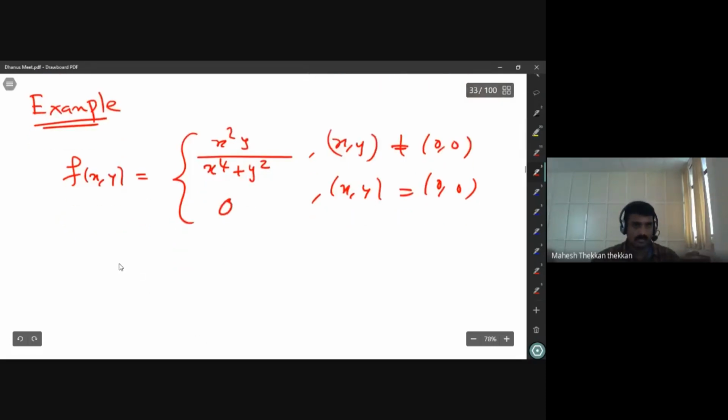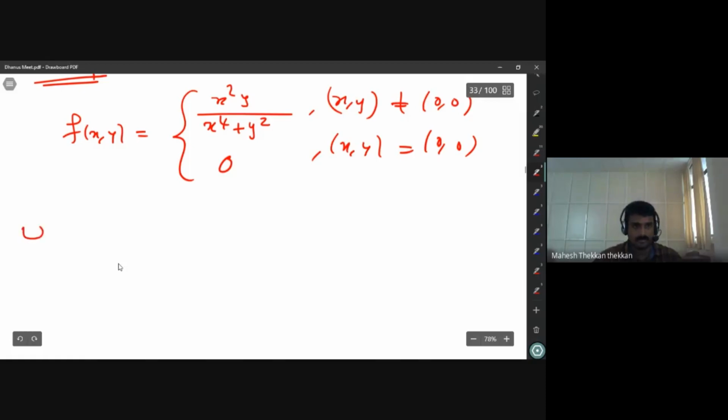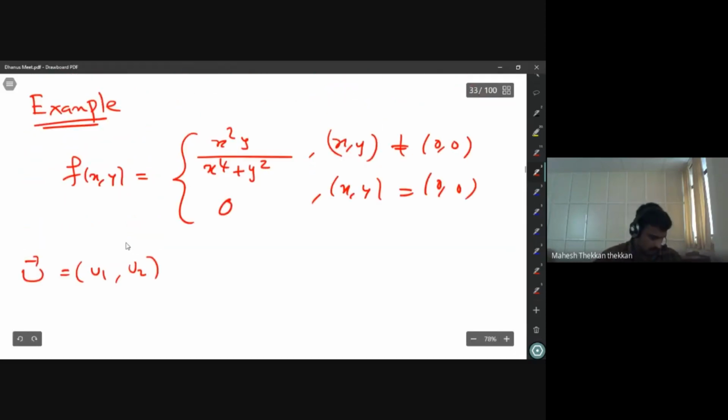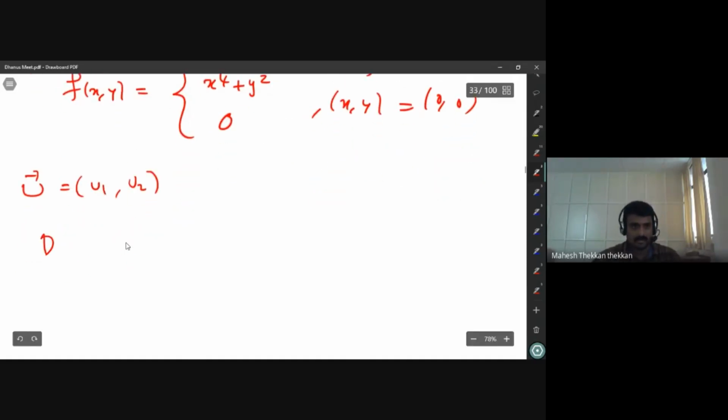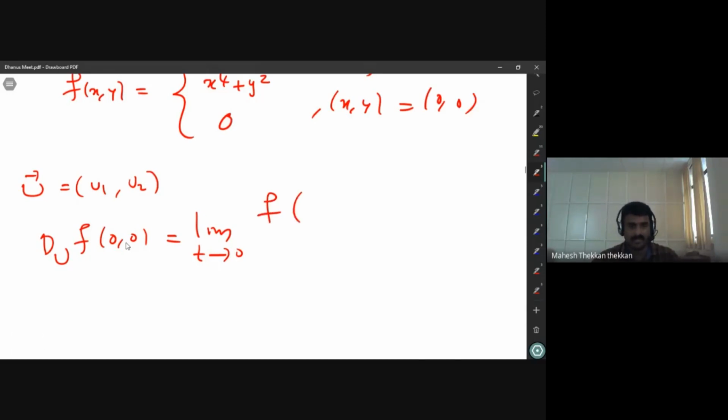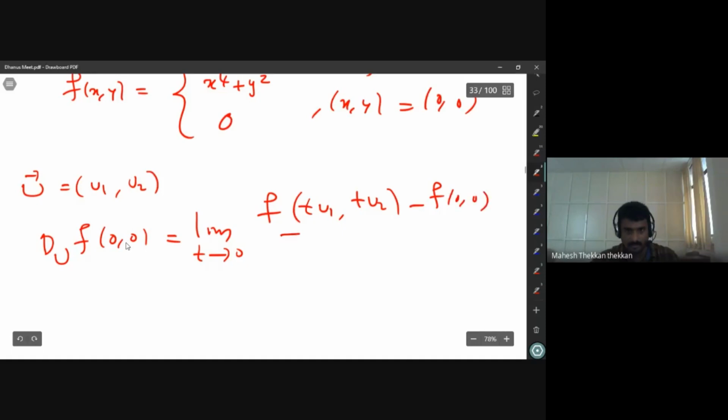So you just take any arbitrary vector u. u is any arbitrary vector, call it (u1, u2). You want to find the directional derivative at some point. I will look at the directional derivative at (0, 0). So what is D_u f at (0, 0)? By definition, this is the limit as t tends to 0 of f(0 + tu1, tu2) minus f(0, 0), divided by t.